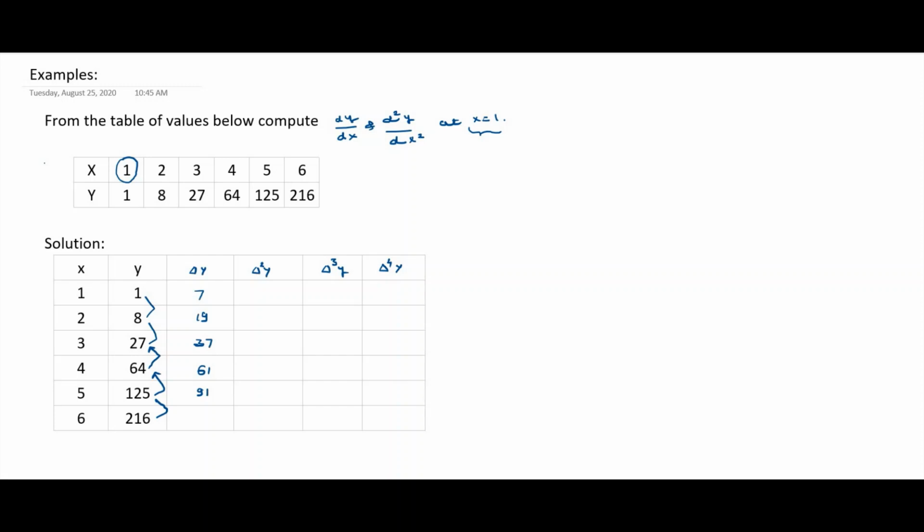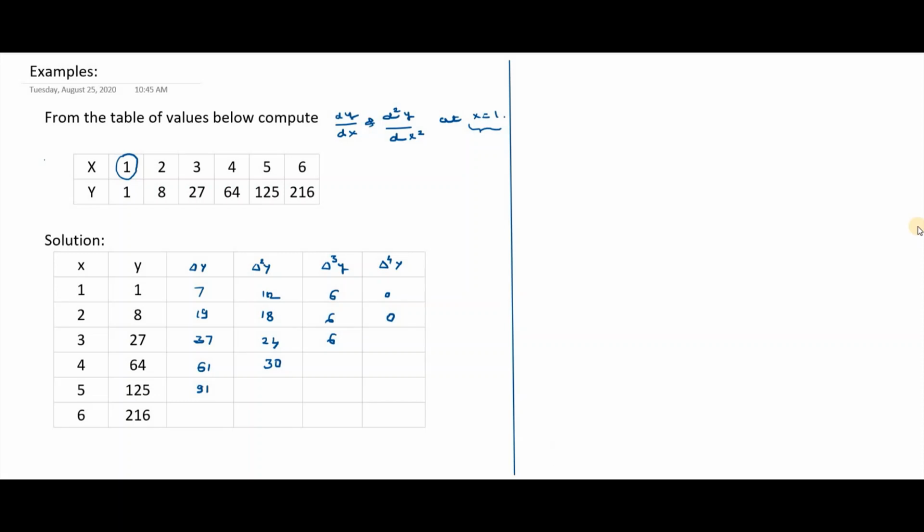Similarly, here 19 minus 7 is equal to 12. And then 37 minus 19 is equal to 18. Next 61 minus 37 is equal to 24. Next 91 minus 61 is equal to 30. Similarly 18 minus 12 is equal to 6. 24 minus 18 is also equal to 6. 30 minus 24 is also equal to 6. At last 6 minus 6 is 0 and 6 minus 6 is equal to 0.